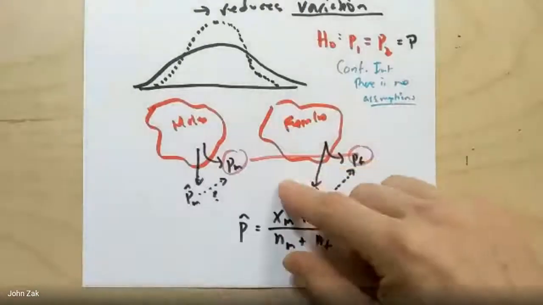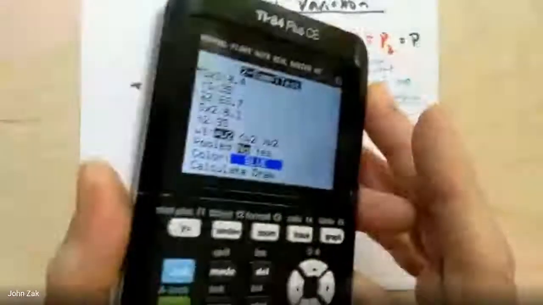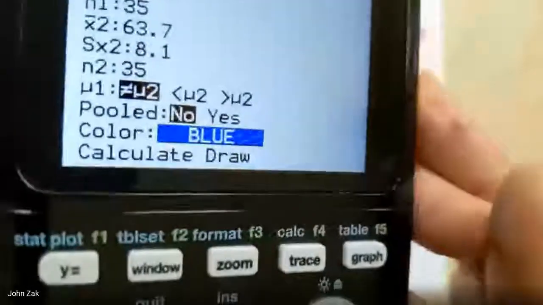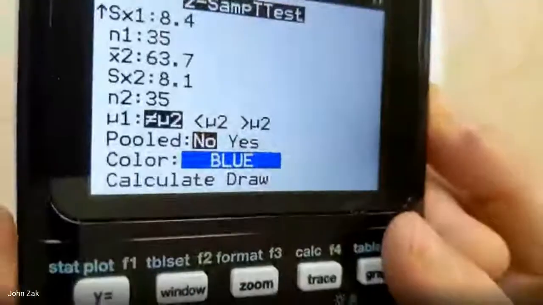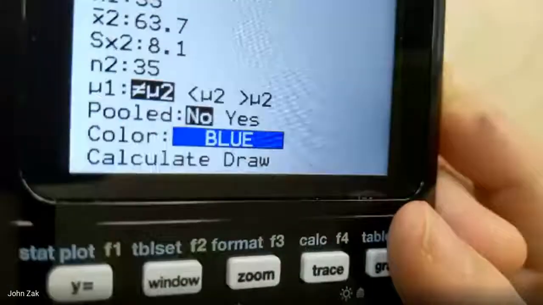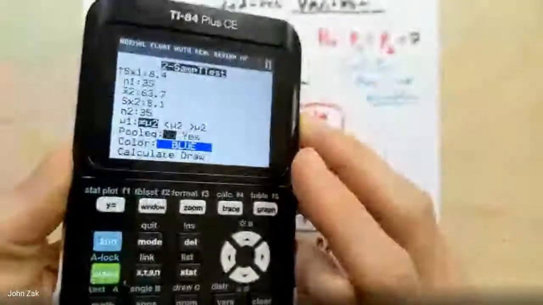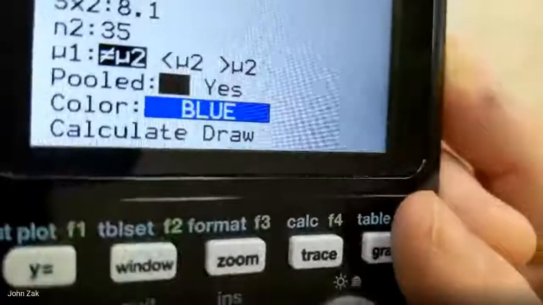So don't do that. And here's just a way to remember. In a proportion, you're not even given the choice. The calculator knows that you have to pool and you do pool. Here, you're given a choice. And if you're given a choice, do you calculate a p-value by pooling? The answer is no. Do not pee in a pool. No peeing in the pool.